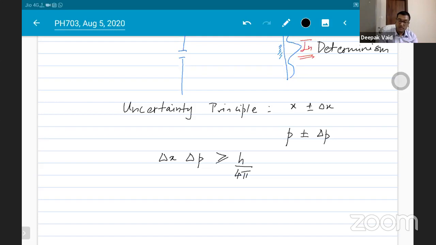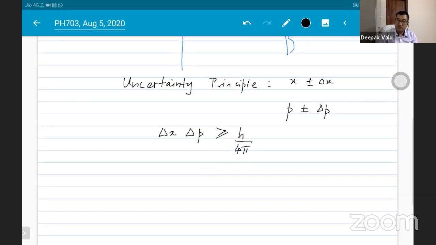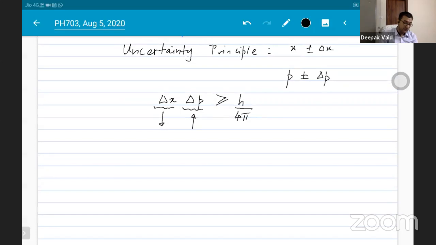Now, h is a constant, a universal constant, Planck's constant. What this equation tells me is that if I reduce delta x, if this number becomes small, then this number has to become large, because the product of both of these has to be greater than something. So for instance, if I say that the product of A and B is always greater than 10.